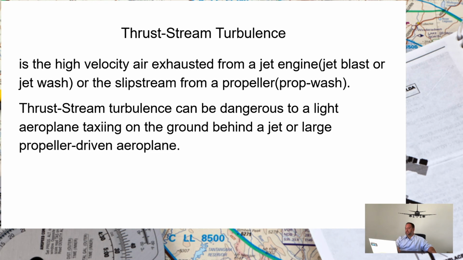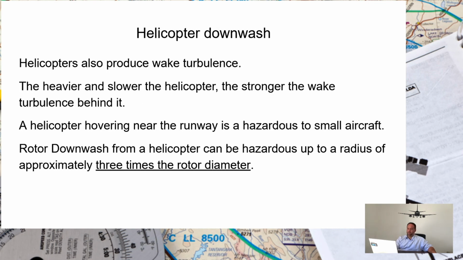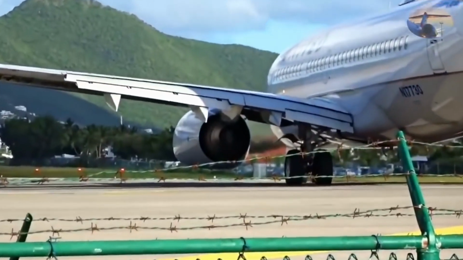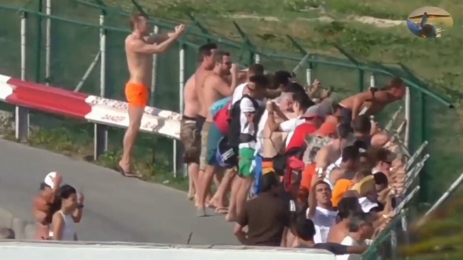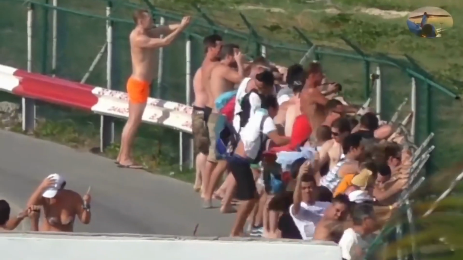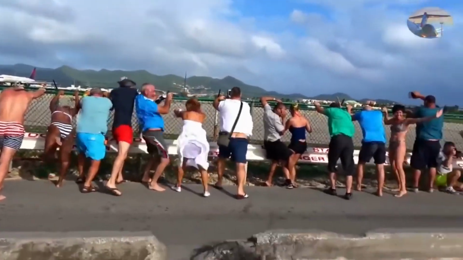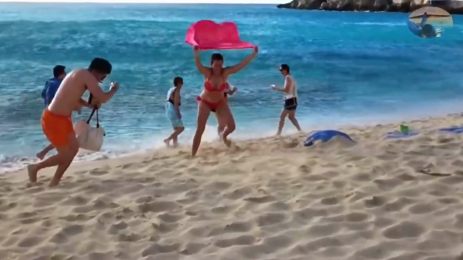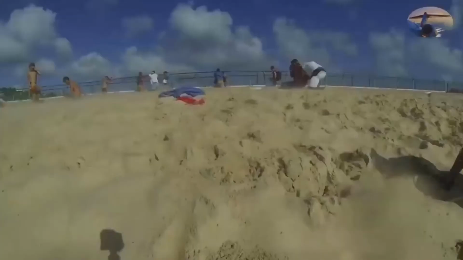Thrust stream turbulence can be dangerous to a light airplane taxiing on the ground behind a jet or large propeller-driven airplane. Please watch the... See how those stupid guys like to enjoy themselves behind the aircraft? Yeah, they're being blown off. You can see a lot of videos about that: cars, people, everybody being blown off by the jet blast or prop blast.